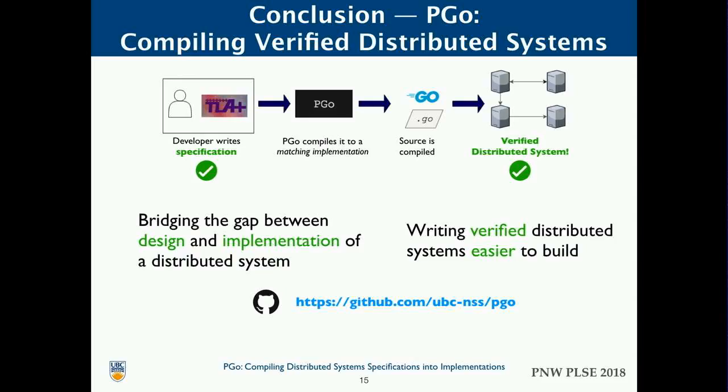So in conclusion, PGo tries to bridge the gap between design and implementation by automating the translation from a specification to an implementation. Our final goal is to make writing verified distributed systems easier without having to write proofs or requiring a lot of input from the developer. That's it. Thank you.